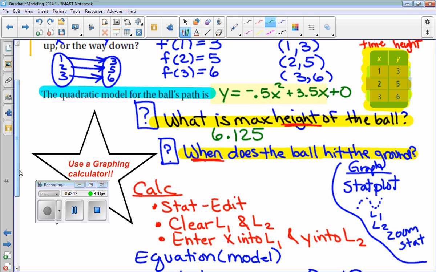All right? So how do we find the solution? Well, I could factor it. I could use the quadratic formula. Or you could use a calculator. That's how we find when it hits the ground.